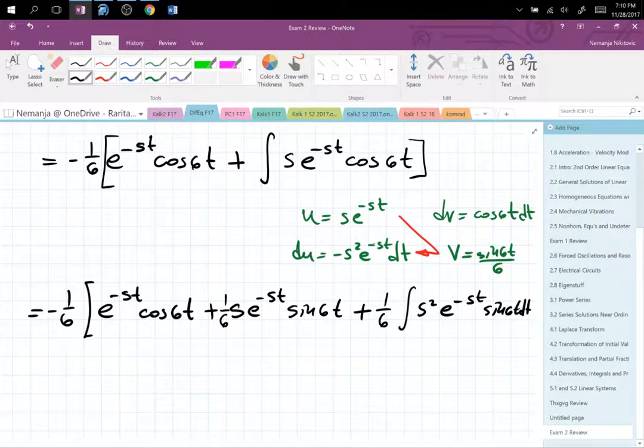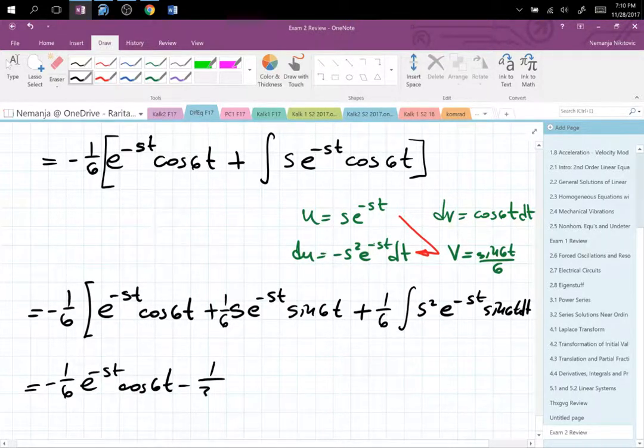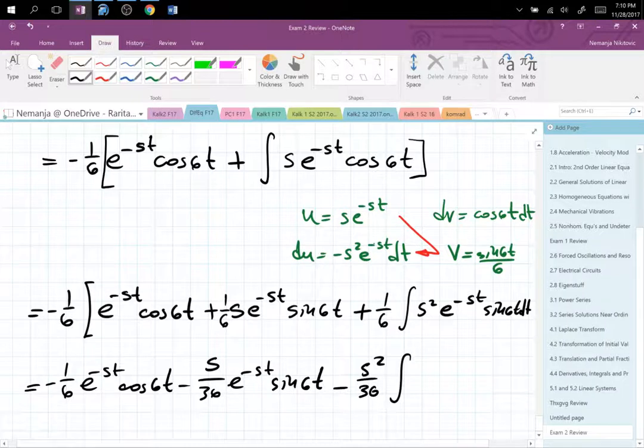So now we distribute this negative 1 over 6 in front. e to the negative st cosine 6t minus s over 36 e to the negative st sine 6t minus 1 over 36, and this is going to be s squared over here, and then we can kick that in front of the integral, and then we have the integral of e to the negative st sine 6t dt.